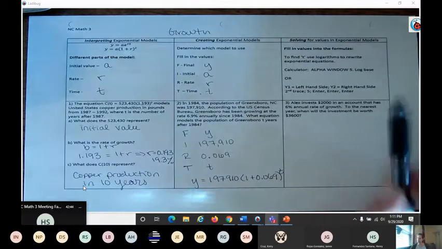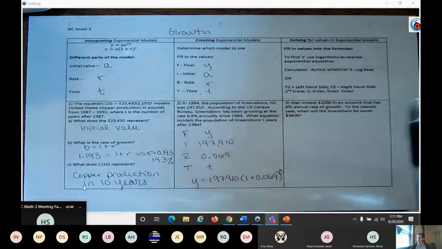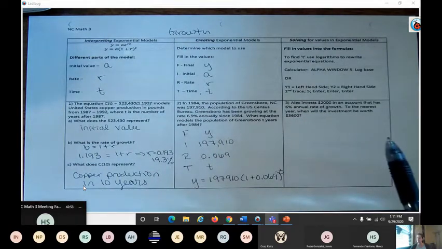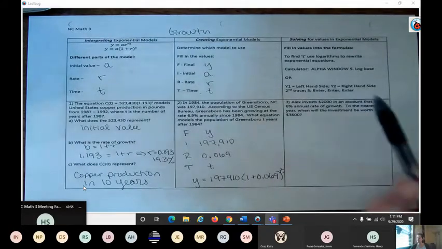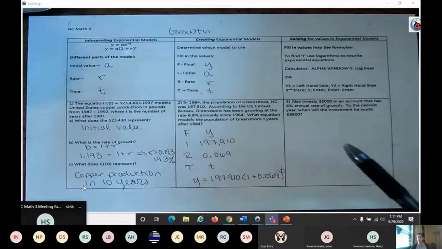Okay, so it says to find t, you can use logarithms to rewrite the exponential equations. You also can use your calculator. It is much easier on your calculator. Make y1 your left-hand side, y2 your right-hand side, and then find the intersection. Okay, I will also show you how to do this on Desmos.